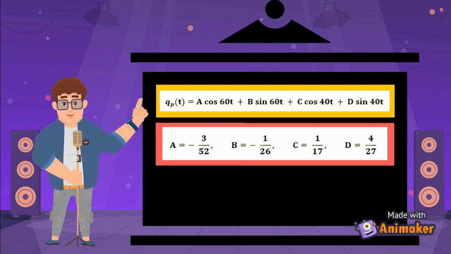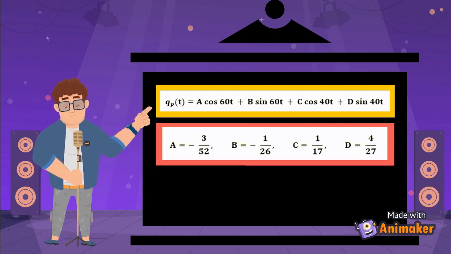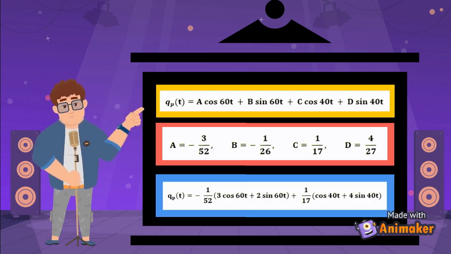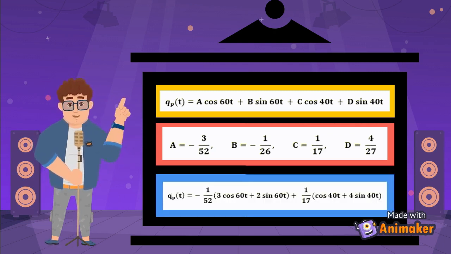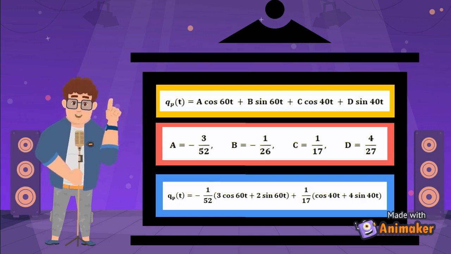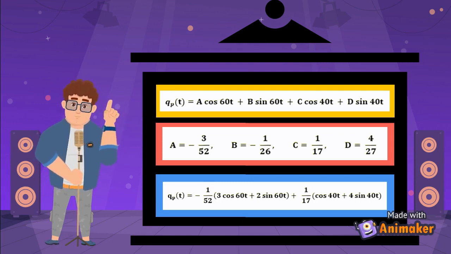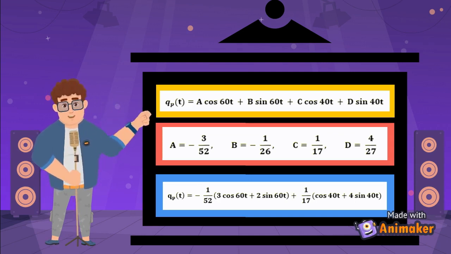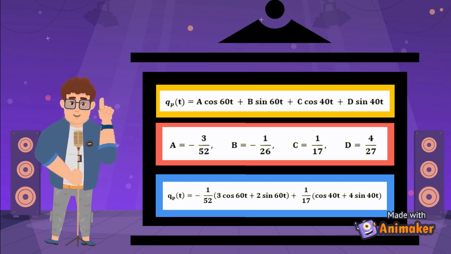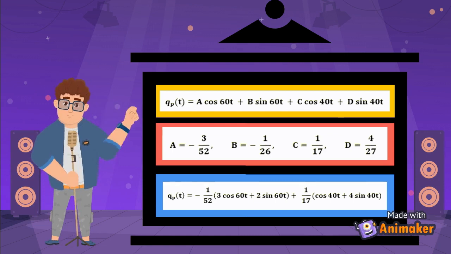Hence, the steady state charge is the particular solution, where Qp(t) equals negative 1 over 52 times 3 cosine 60t, plus 1 over 17 times cosine 40t plus 4 sine 40t.